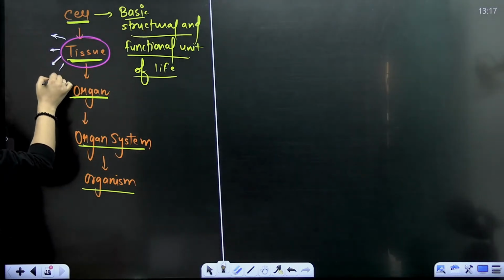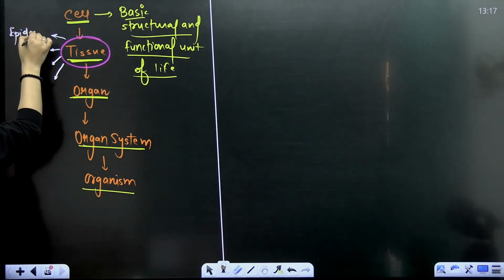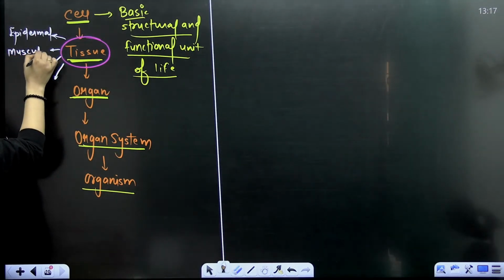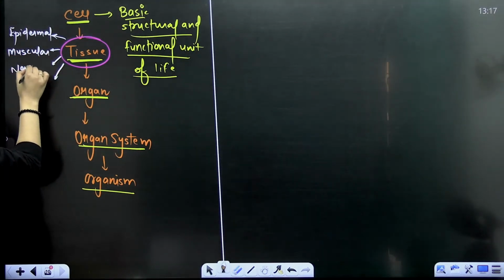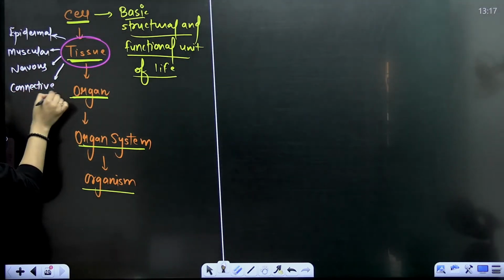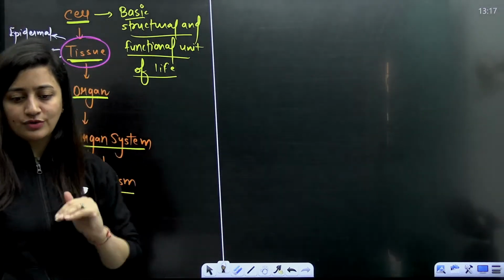So when you talk about the tissue, now in the chapter structural organization in animals, we will be discussing epithelial tissue, connective tissue, muscular tissue, and nervous tissue. After epithelial, it should be connective, then muscular, then nervous. So these are the tissues that we have.